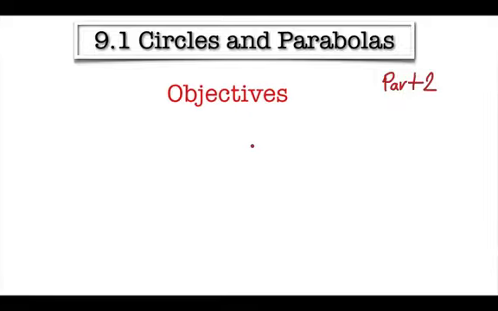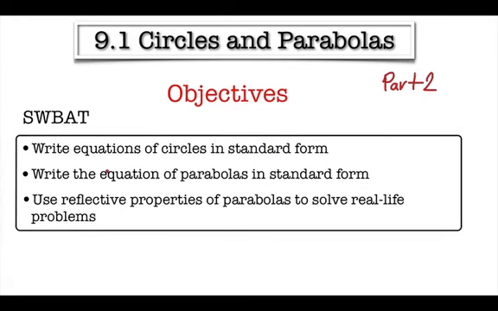This is 9.1 Circles and Parabolas, Part 2. These are the objectives. This part of the video is going to emphasize the last two bullets.